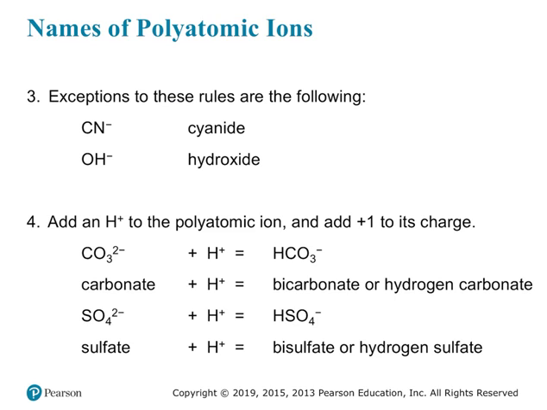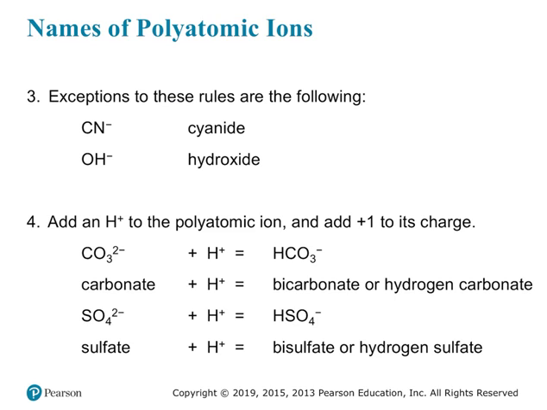Now, there are a few exceptions to these naming rules. There is a polyatomic ion where carbon is bonded to nitrogen and it has a negative charge. This is cyanide, and you might have heard of cyanide before. It is a poison. And then the other exception is OH minus, hydroxide. So those end in IDE.